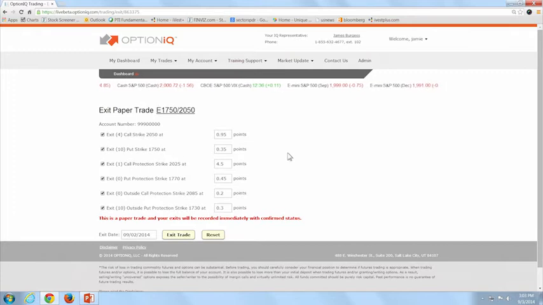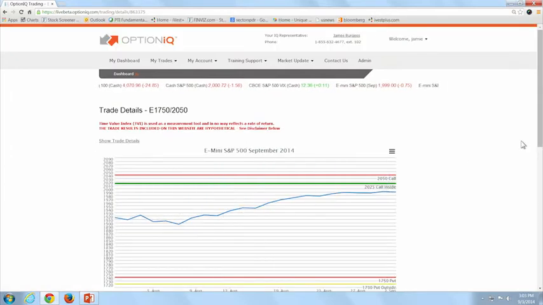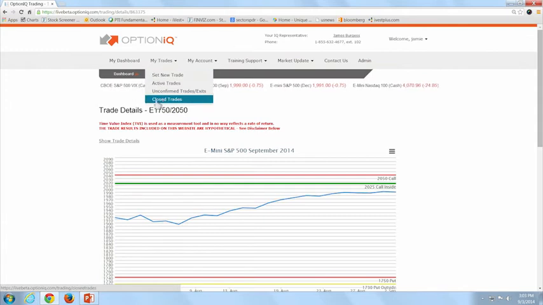The other thing I'm going to do to exit this trade is, because this is a paper trade, I'm not going to adjust any of the numbers on the screen. I'm simply going to hit this button right here that says exit trade. As soon as I hit exit trade, this trade has now been exited on that date. It will now appear under the closed trade section of the software right here. So if I go in and click on this button, that's where I'll be able to see that trade that I just closed out.